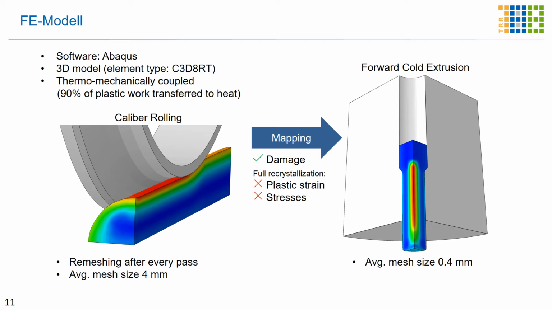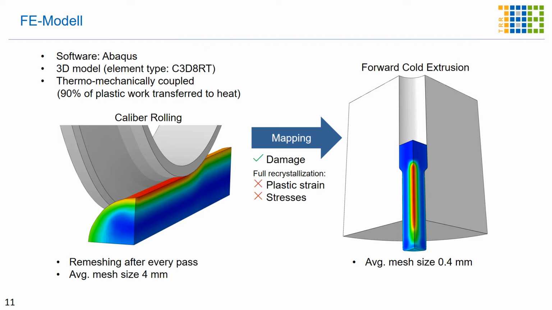In order to transfer the damage results from the caliber rolling step to the forward cold extrusion, we are again using the mapping scheme. Due to the full recrystallization during cooling in air, the hardening effects are removed. Thus, we are only mapping the damage values from caliber rolling to forward cold extrusion. In addition, we need a finer mesh size of 0.4 mm due to the high plastic strain in the shoulder area of the forward cold extrusion process.